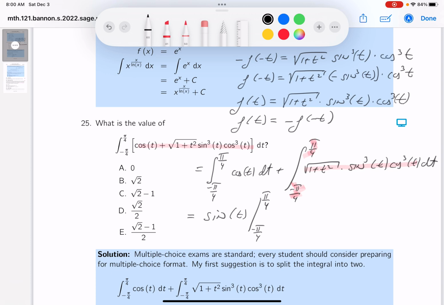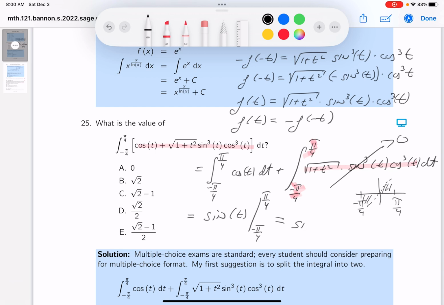Now, just to remind you, I don't know exactly what it looks like, but if it's odd between pi over 4 and minus pi over 4, whatever the image is here is going to be over there, and the areas will be identical but opposite. So this thing's going to integrate to 0. So I just have to evaluate the first one.